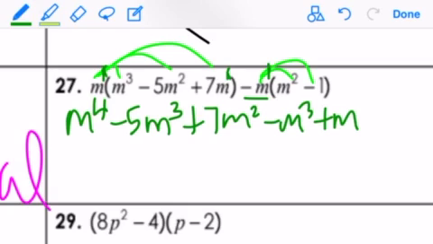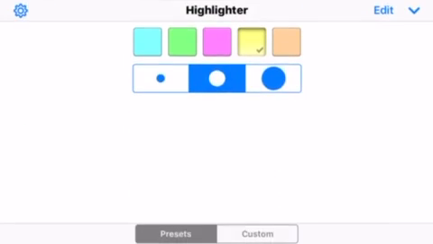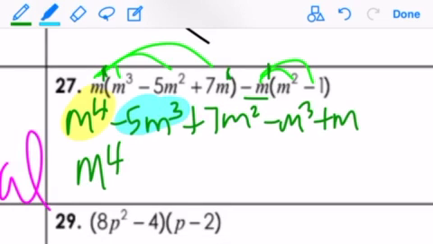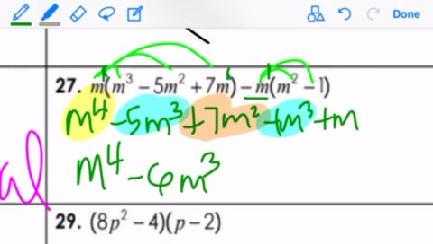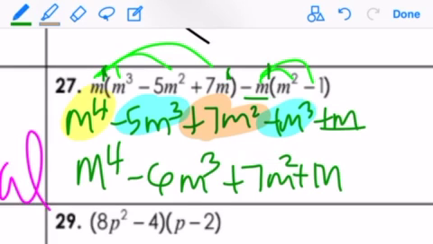Okay, so now let's simplify, keeping standard form in mind. So combine your like terms. It's only m to the 4th with the 4th power. All right, so next like term is m to the 3rd in standard form. So it would be negative 5m to the 3rd minus 1m to the 3rd. That'd be negative 6m to the 3rd. Okay. Now we have m squared, and actually that's the only m squared, so we'll put plus 7m squared. And same idea, that's the only m, so plus m.